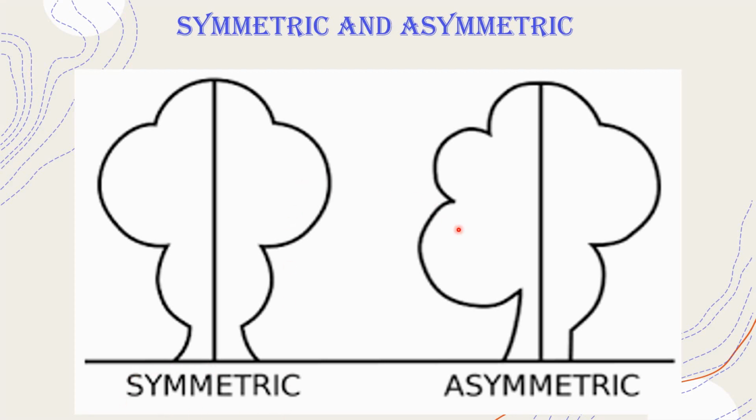Now in the next picture, you can see that the shape of this figure is not symmetrical to this one. So this we refer to as an asymmetric object.